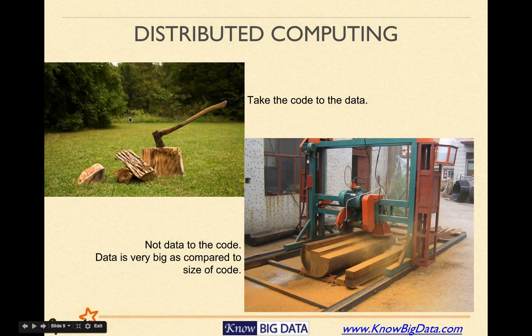On the left hand side, you can see that we have taken an axe to the forest to cut the wood. In the second one, we have brought the wood to our garage to cut it. So the first one is the model which we follow, where we take our tools to the data rather than bringing data to the tools. Why? Because our tools are very lightweight. Most of the data churning software are within 100 MB size, while most of the data when we deal in big data would be bigger than a few GBs. All right.